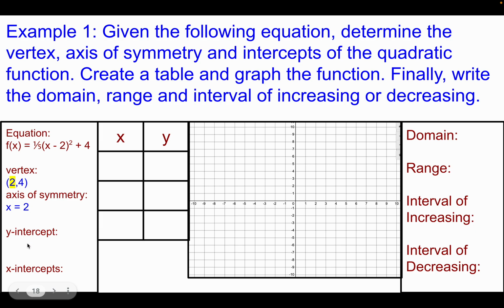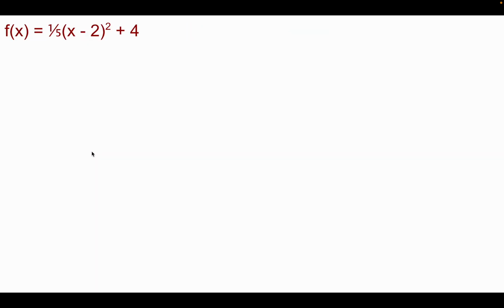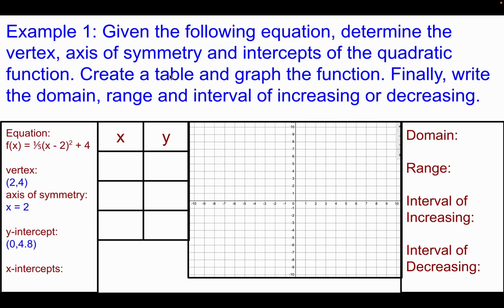The y-intercept, we can get that by taking our equation right here. And then what we're going to do is plug in 0 for x. So everywhere there's an x in the equation, I'm plugging in 0. 0 minus 2 is -2. -2 squared is 4. 4 times 1/5 is 0.8. 0.8 plus 4 is 4.8. So you can just type this into Desmos and it'll spit out 4.8. So we get 4.8 for the y-intercept.